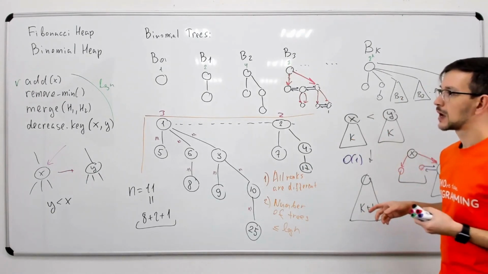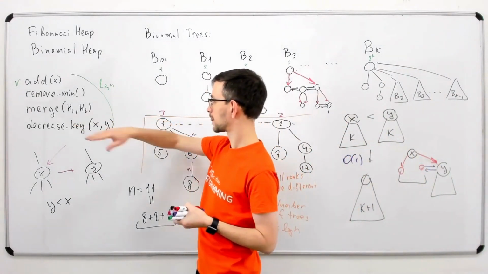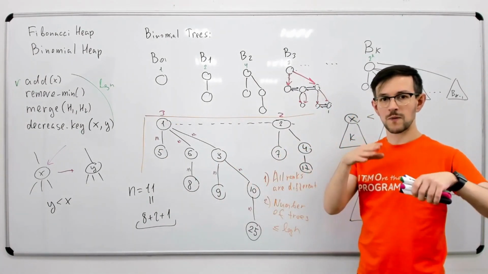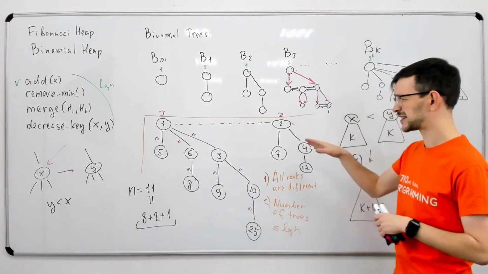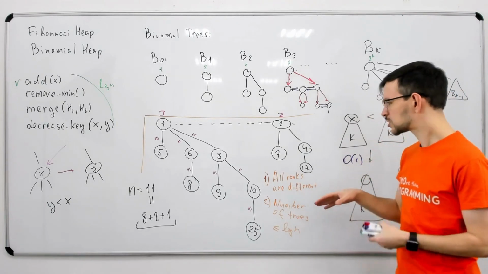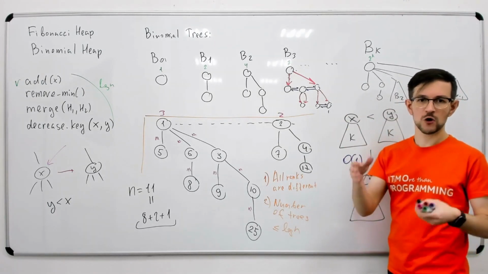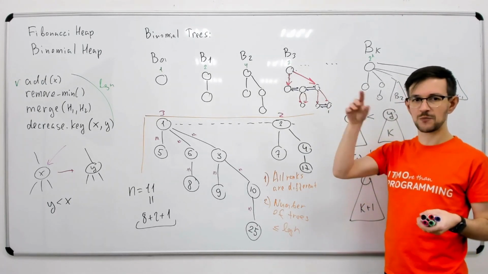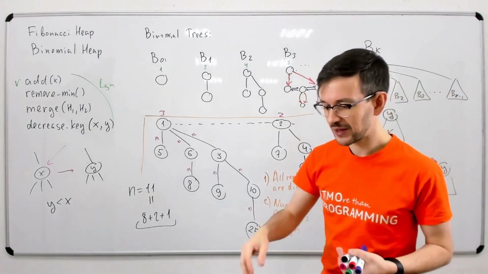Let's go next. Let's talk about merging. Merging two binomial heaps is actually quite the same as adding one more element. Adding one more element is actually merging one heap with the heap of a single element.